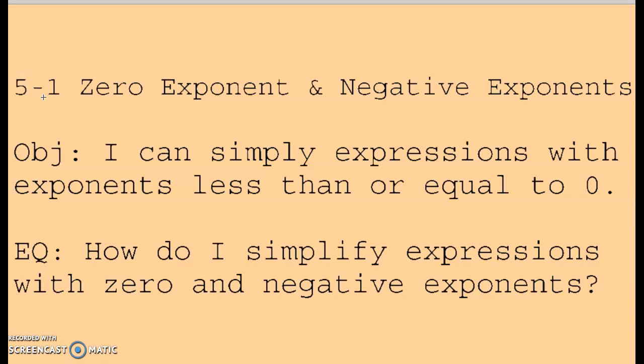Lesson 5-1: Zero exponent and negative exponents. Objective: I can simplify expressions with exponents less than or equal to 0. Essential question: how do I simplify expressions with 0 and negative exponents?